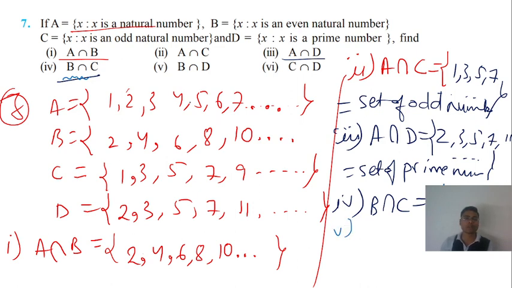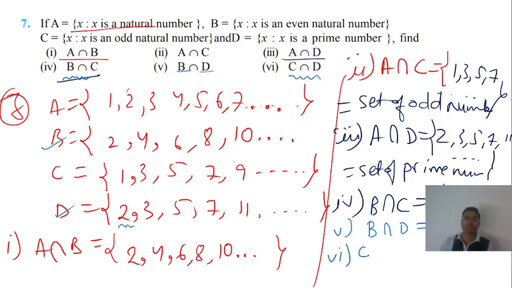Coming to part 5, they are asking for the common elements in B and D. So what do B and D have in common? B and D have only one element in common, which is 2, because 2 is the only even prime number. Now we will have to find C and D.